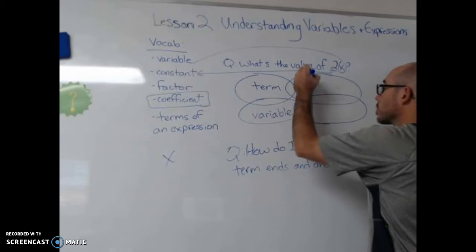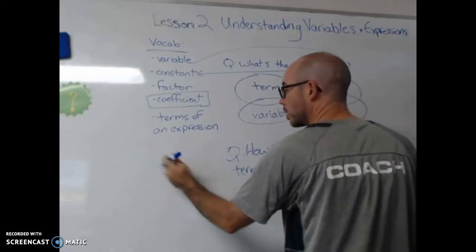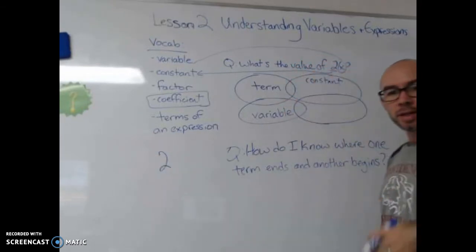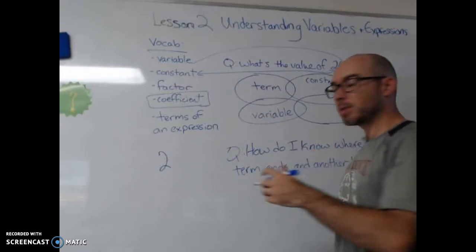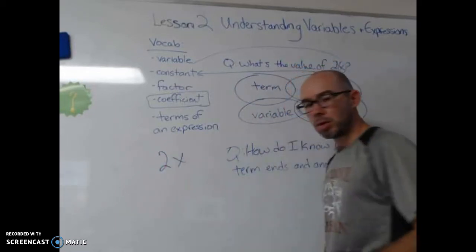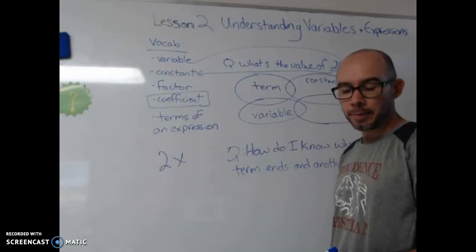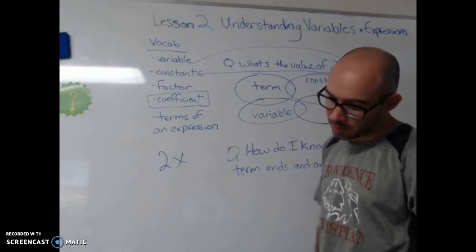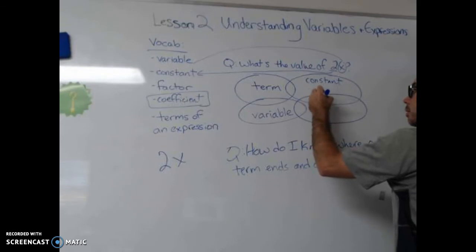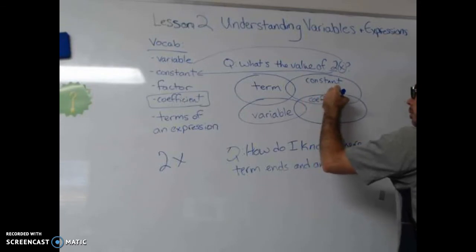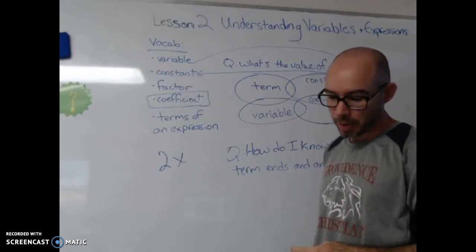Okay, another one of our words was our constant. Constant would have been like the number 2. If it's sitting there all by itself, it is a term. But if it's smushed next to a variable to make a term, these two things together to make a term, well, then that 2 is functioning as a coefficient. It has a special role that it is playing in that expression.